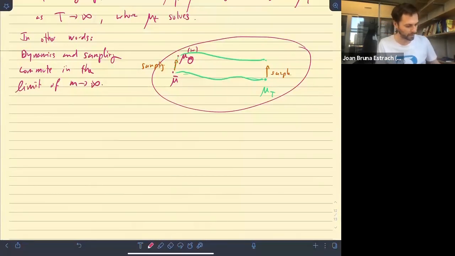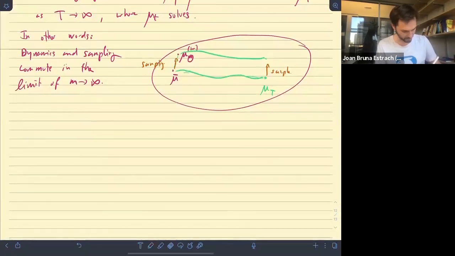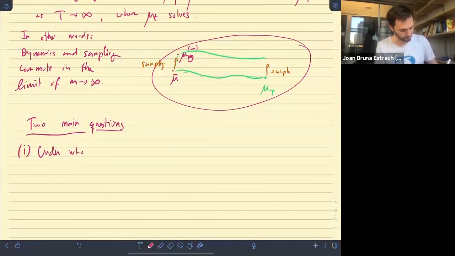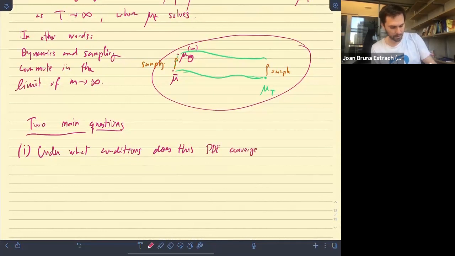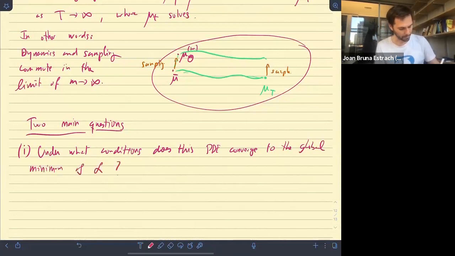So in particular, the thing I wanted to write now has to do with global convergence. So, okay, let me just conclude, like basically give you the main questions, right? With this framework, what do you hope to do? The two main questions that we are still interested in, that we were set to study originally, are: first, under what conditions does this PDE converge to the global minimum of L, right? Remember that this is more like a convergence in time.